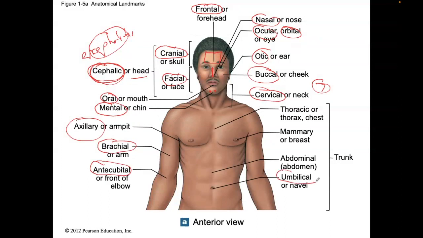The belly button is umbilical. The abdomen is abdominal. The breast is called mammary. And the chest is called thoracic. And all of those combined is referred to as the trunk or the torso.